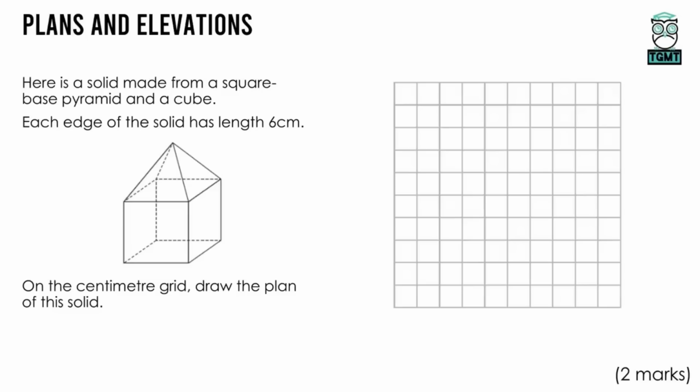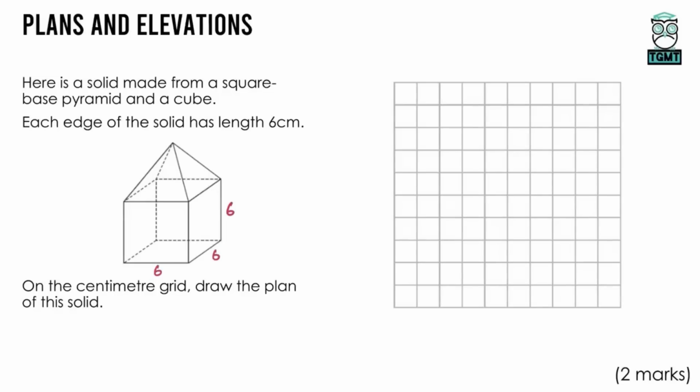Okay, and onto a plan and elevation. It says here is a solid made from a square base pyramid and a cube. Each edge of the solid has length 6 centimetres. So looking at the cube, that means this is 6, this is 6, we've got 6s everywhere. It says on the centimetre grid, draw the plan of the solid.